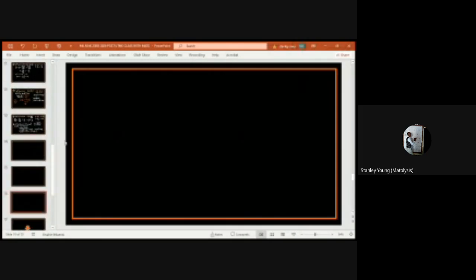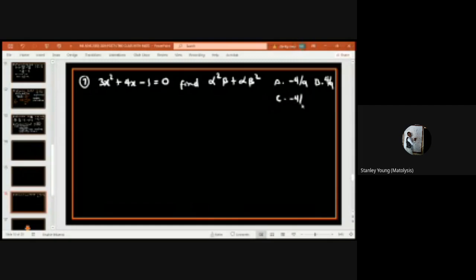So we have the next question, which is question 7. Question 7, we have 3x squared plus 4x minus 1 equals 0. And the question wants you to find alpha squared beta plus alpha beta squared. For expressions like this, they also want you to do a kind of regroup. Option A, we have minus 4 over 9. B, we have 4 over 9. C, you have minus 4 over 3. And D, you have 1 over 3.